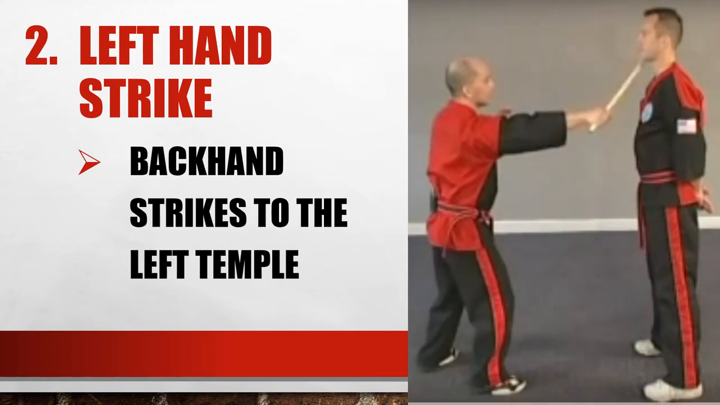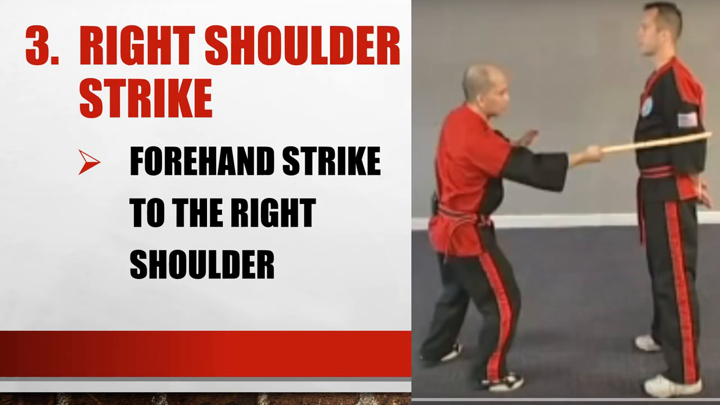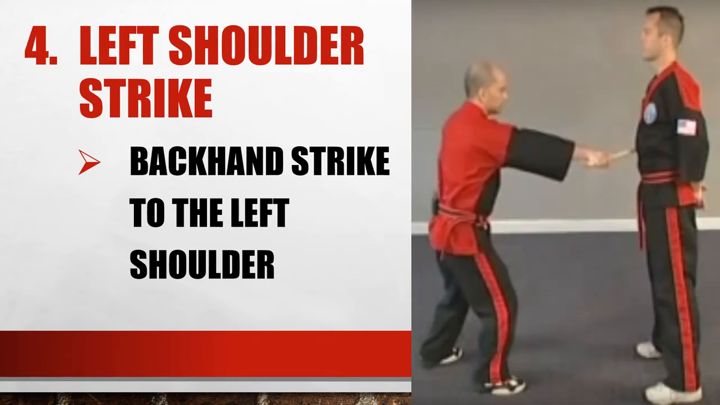Number 2 is the left temple strike. Look carefully at the picture to see how it is done. Backhand strike to the left temple. Right shoulder strike for number 3. Forehand strike to the right shoulder. Number 4, left shoulder strike. Backhand strike to the left shoulder.